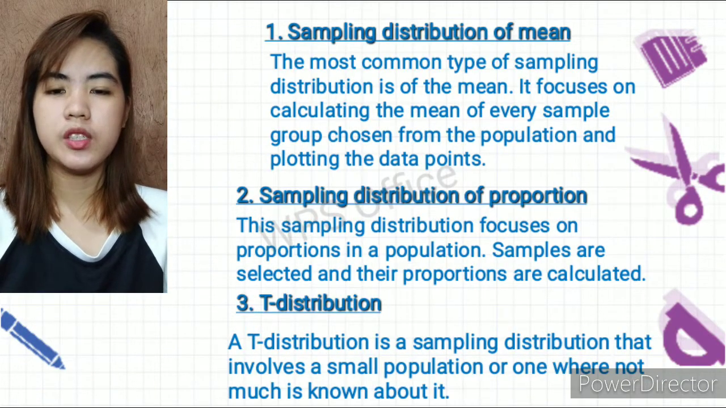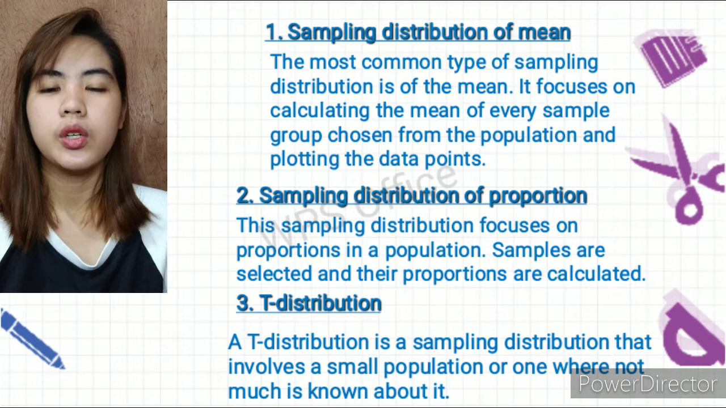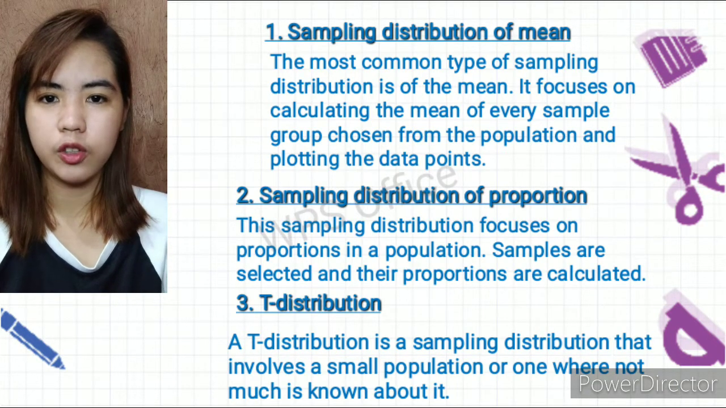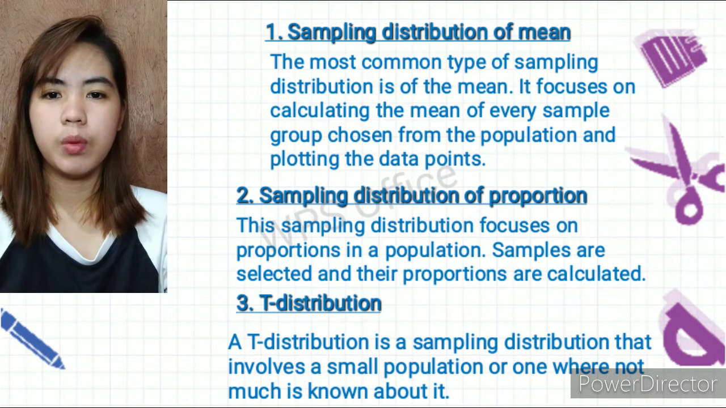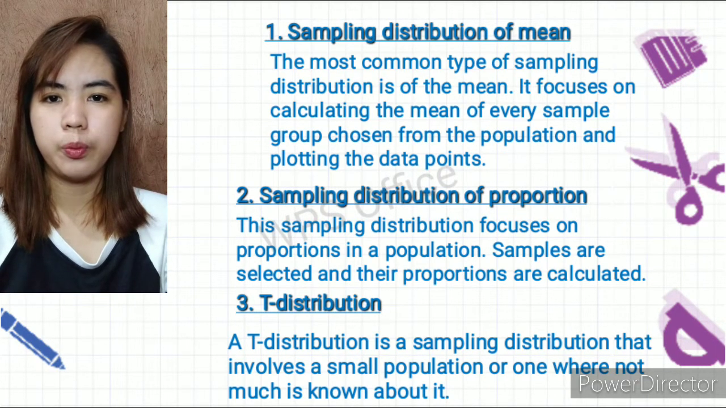The most common type of sampling distribution is of the mean. It focuses on calculating the mean of every sample group chosen from the population and plotting the data points. Therefore, sampling distribution of mean calculates the mean of every sample group chosen from the population and plots out all the data points. It is the mean of the population where the items are sampled. If the population distribution is normal, then the sampling distribution of the mean is likely to be normal for the samples of all sizes. While sampling distribution of proportion focuses on proportions in population.